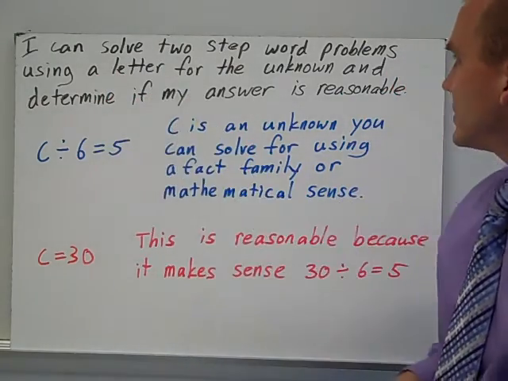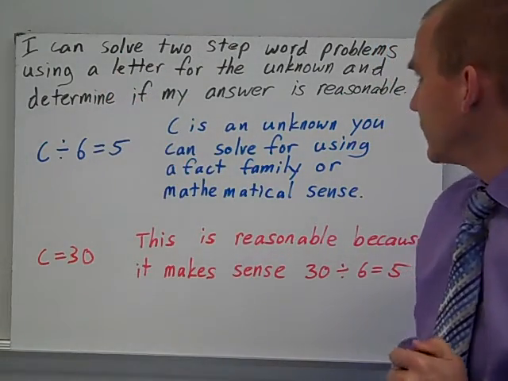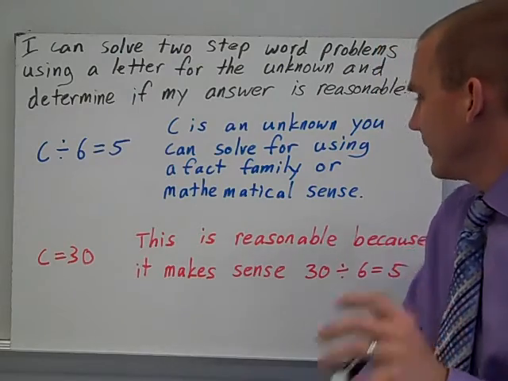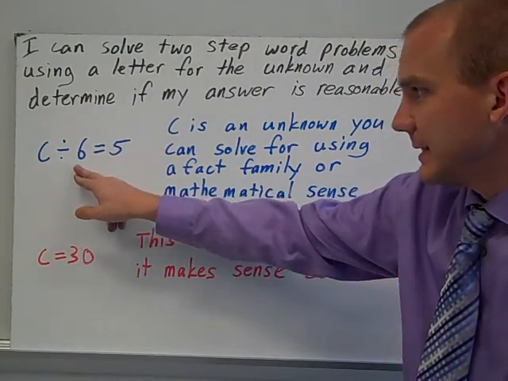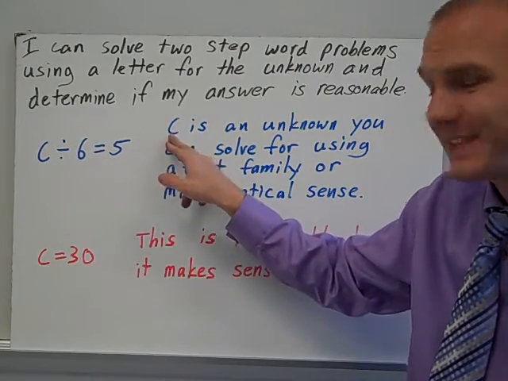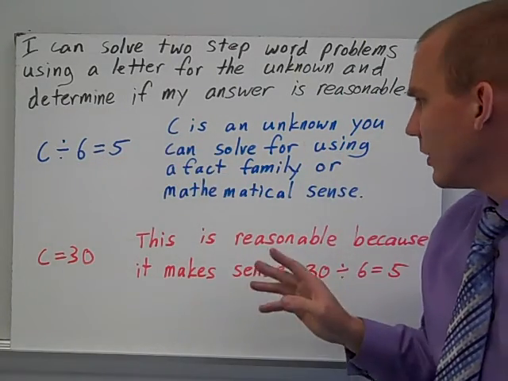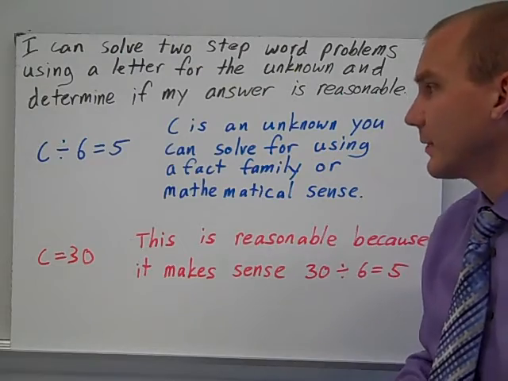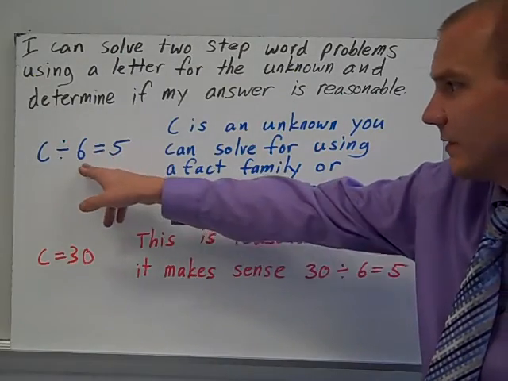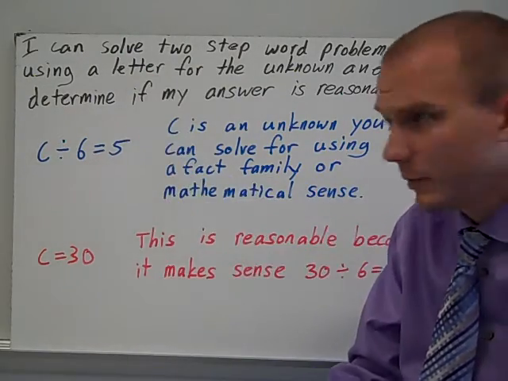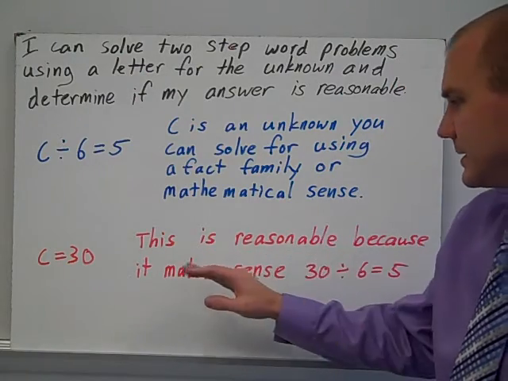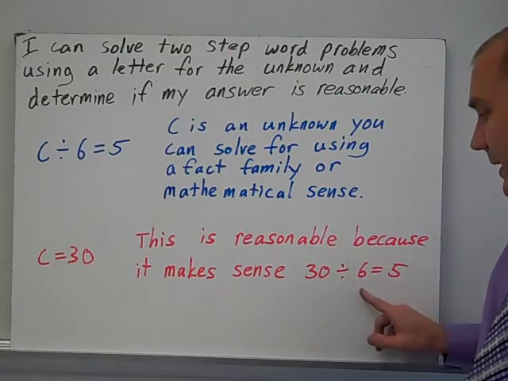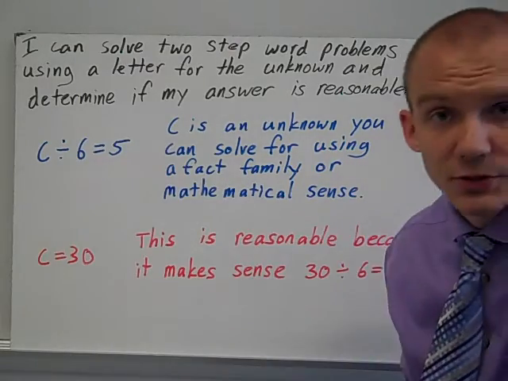I can solve two-step word problems using a letter for the unknown and determine if my answer is reasonable. Let's take a look at this sample. C divided by 6 equals 5. Well, C is an unknown that you can solve for using a fact family or mathematical sense. You might say, well, what's 5 times 6? Kind of reverse it in the fact family, and know that C is 30. This is reasonable because it makes sense. 30 divided by 6 equals 5 when I substitute back in.